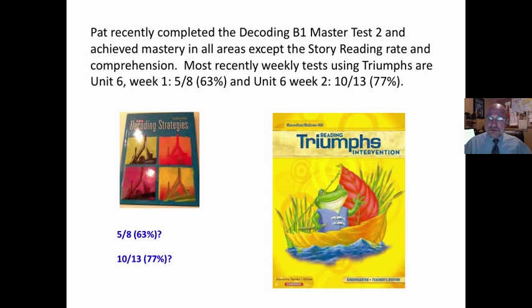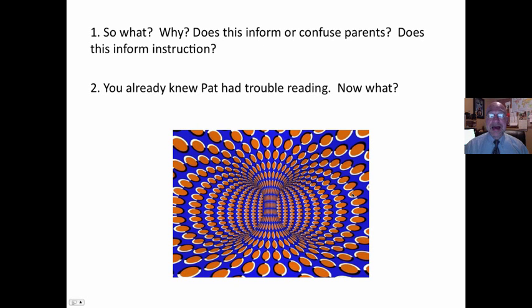All right? The third part, Pat recently completed a decoding B1 mastery test. All right, this is Triumph's, a reading intervention program. That doesn't tell us anything. We don't know what Triumph entails. However, they give us scores and percentages. And of course, 5 out of 8 and 10 out of 13, that's not really sufficient numbers to draw percentages from, but we use numbers and we think that it's somehow more important.